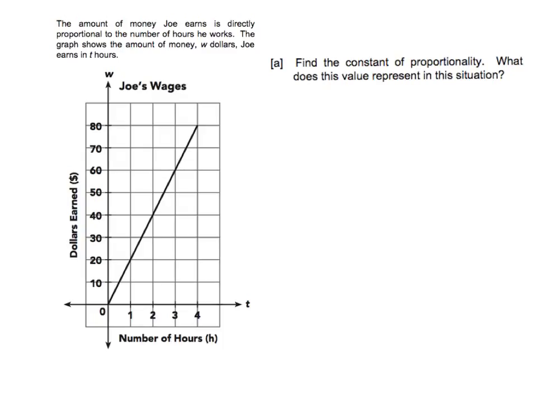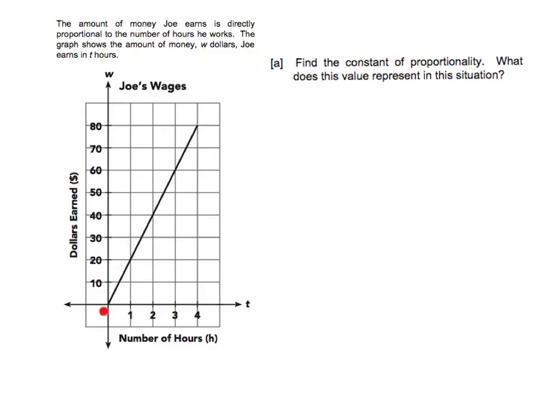Alright, let's look at this word problem. It shows a graph and it says the amount of money Joe earns is directly proportional to the number of hours he works. The money is W dollars and the number of hours he works is T. The money is located here on the y-axis, but it will be represented by the letter W, and the number of hours worked is the x-axis, and that is represented by T.